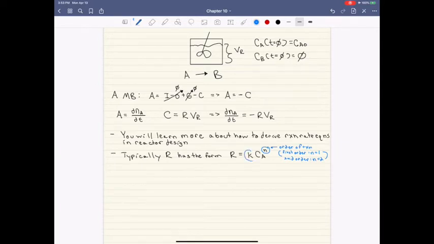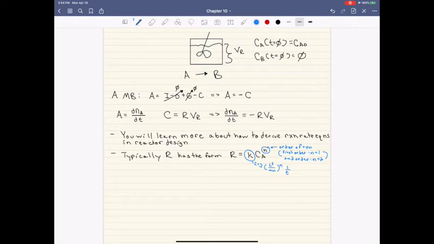This k here is known as your rate constant. This is basically a term that describes how fast your reaction is going. And what we have to pay attention to are the units for k. The units are going to be somewhat strange, per time.